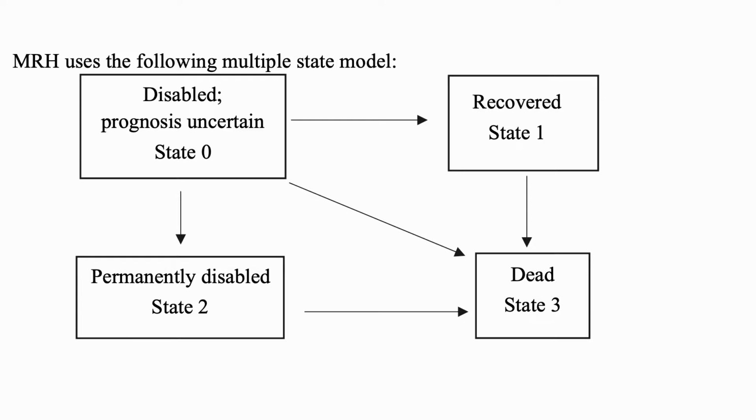MRH uses the following multiple state model. State 0 is being disabled with prognosis uncertain, and from that state you can go to state 1 recovered, or state 2 permanently disabled, or state 3 dead. Of course, state 3 being dead is absorbing. State 1 is recovered, and from that state you can go to state 3 of being dead only. State 2 is permanently disabled, and from that state you can go to state 3 of being dead only and no other state. And then state 3 is being dead, and it's an absorbing state.